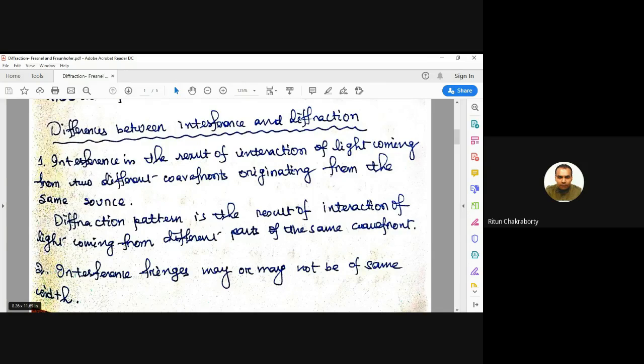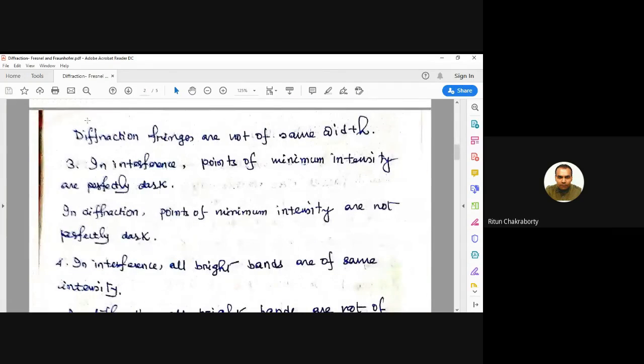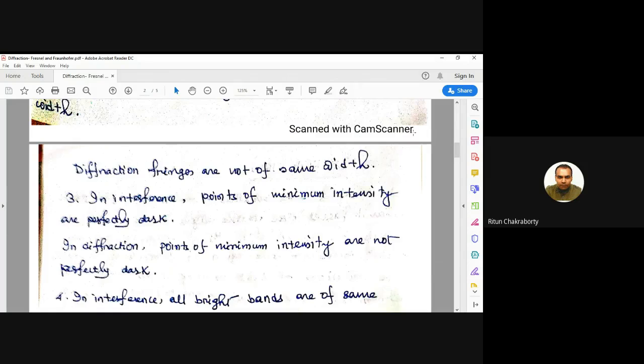So let me read them out. Difference number 2 is interference fringes may or may not be of same width. But what happens in diffraction? These writings are not so good, but still I hope you'll be able to understand. Diffraction fringes are not of same width. In interference, the fringes, bright or dark, may or may not be of same width, but diffraction fringes are not of same width.